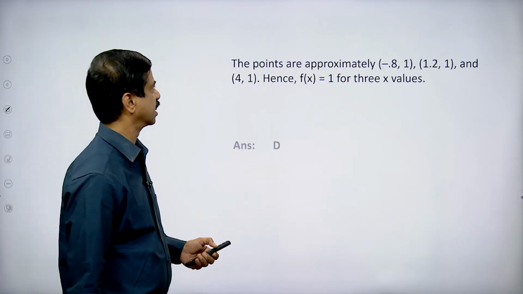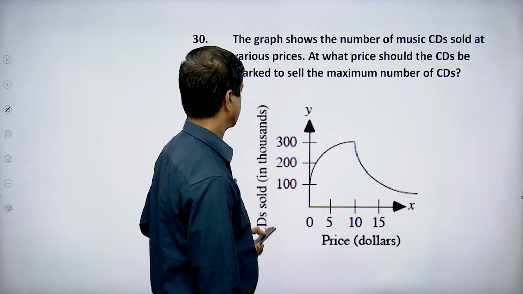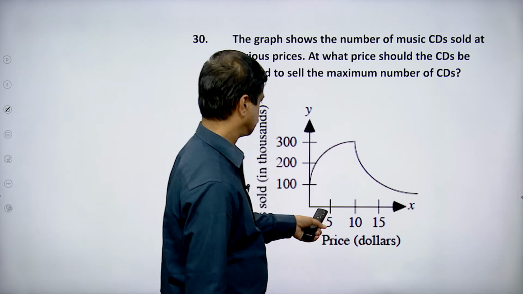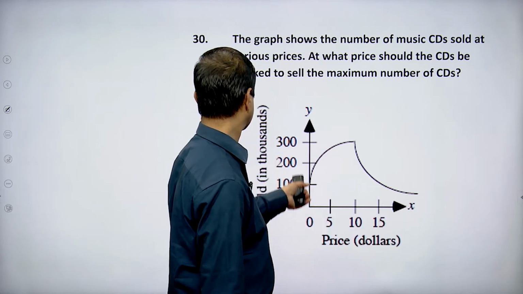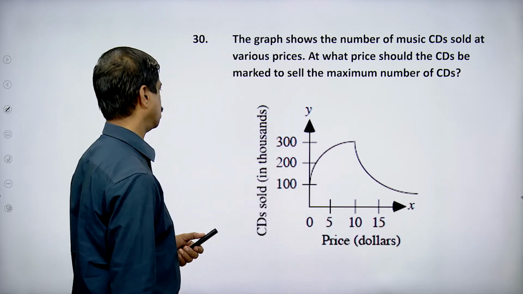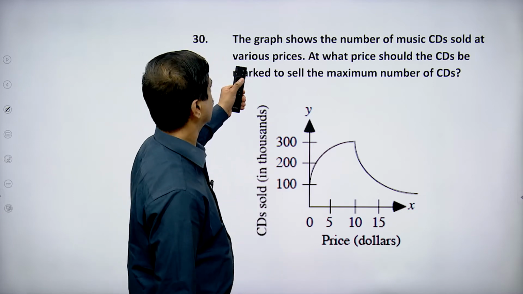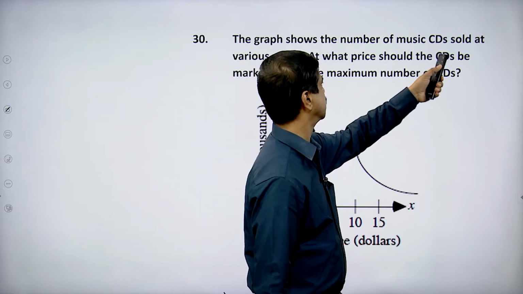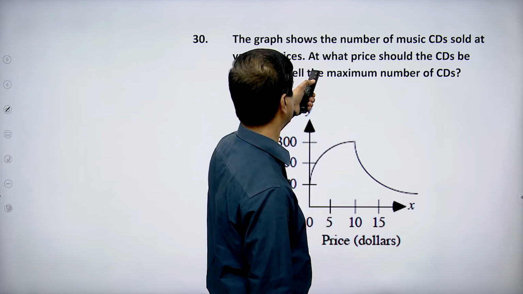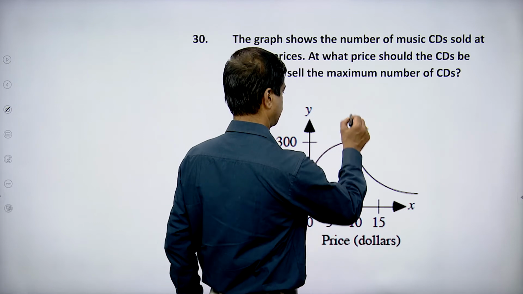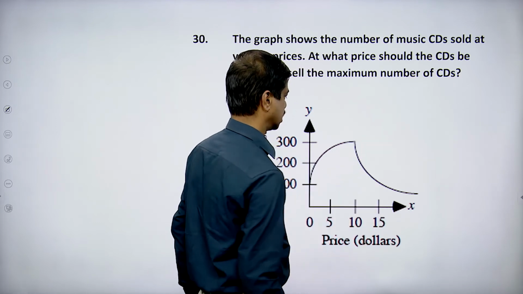Right, let us go to the next question. Now, you see again another graph given here. This is price in dollars and this is CDs sold in thousands. A graph shows the number of music CDs sold at various prices. So, at 5 you get something, at 10 you get something, at 15 you get something.